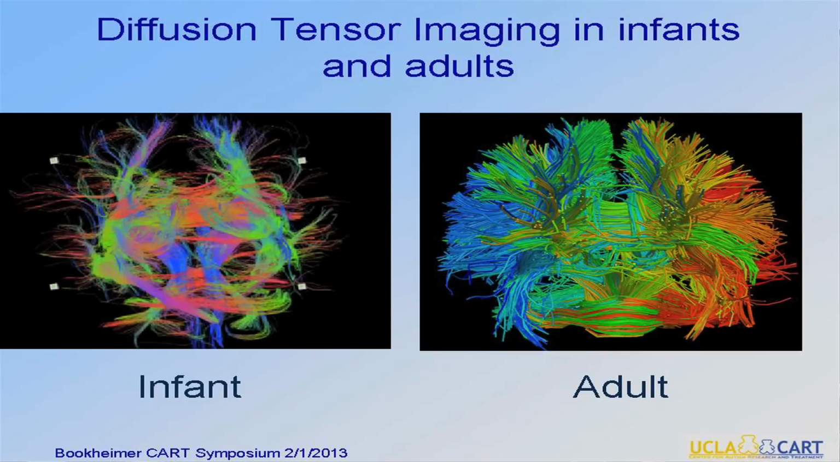Another way to study this is by studying a different MRI technique called diffusion tensor imaging. Diffusion imaging is simply a way of measuring the white matter tracts of the brain, and these are images. The color coding stands for which direction the fiber tracts are going. I've got a DTI picture of an adult on the right and a DTI picture of an infant on the left.